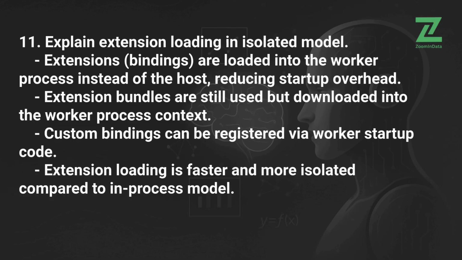11. Explain extension loading in isolated model. Extensions, bindings, are loaded into the worker process instead of the host, reducing startup overhead. Extension bundles are still used but downloaded into the worker process context. Custom bindings can be registered via worker startup code. Extension loading is faster and more isolated compared to in-process model.